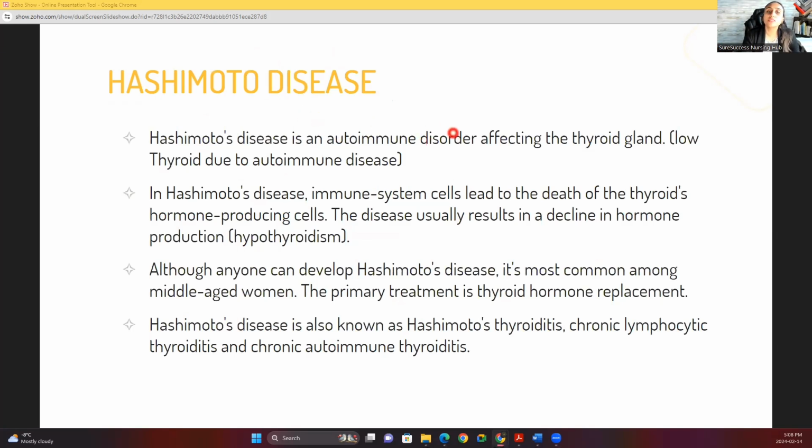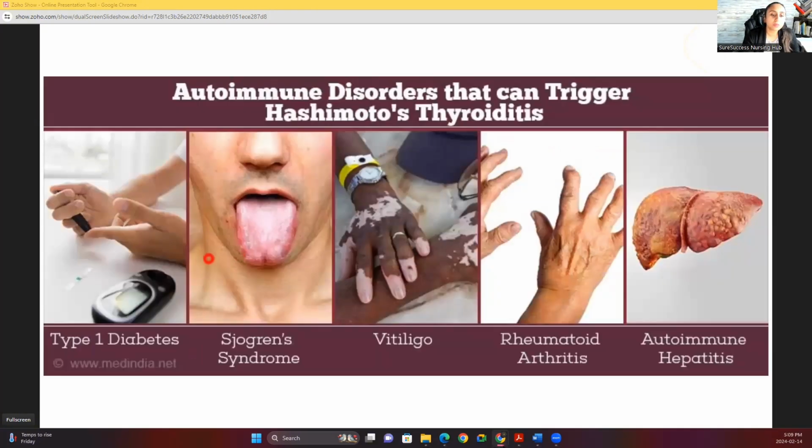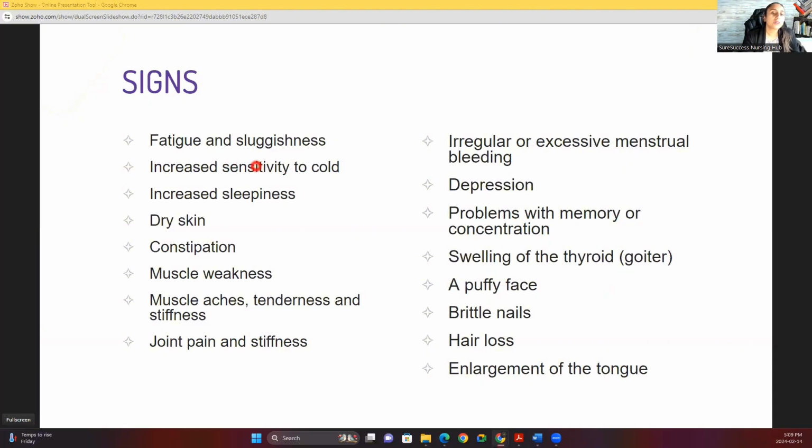Hashimoto is an autoimmune disorder of the thyroid gland. Because your immunity is leading to the destruction of thyroid hormones, your hormones are decreased. And if you have other autoimmune diseases like diabetes, Graves', vitiligo, rheumatoid arthritis, or autoimmune hepatitis, it can further trigger it. The signs and symptoms are the same: increased sensitivity, increased sleepiness, etc.